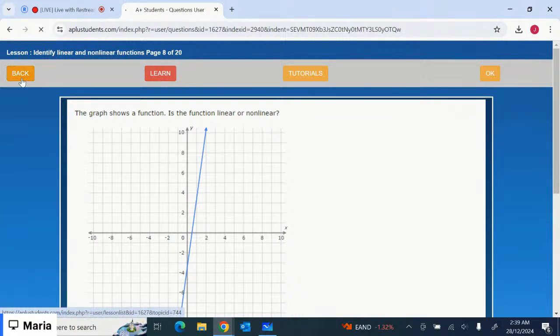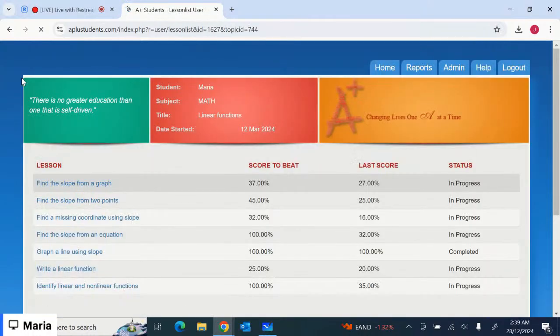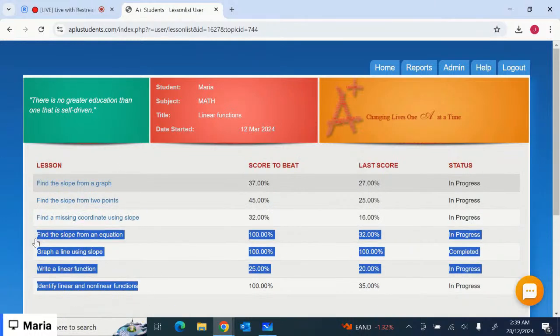So we were working on grade 7 math. The chapter we were working on is linear function, and the lessons we have covered today are: find the slope from an equation, graph a line using slope, write a linear function, identify linear and non-linear functions. So please make sure before the next session you complete all the practice questions for the lessons we just did. That is your homework until next session.